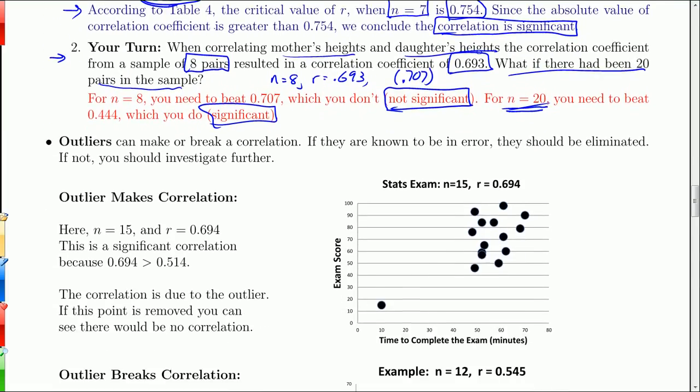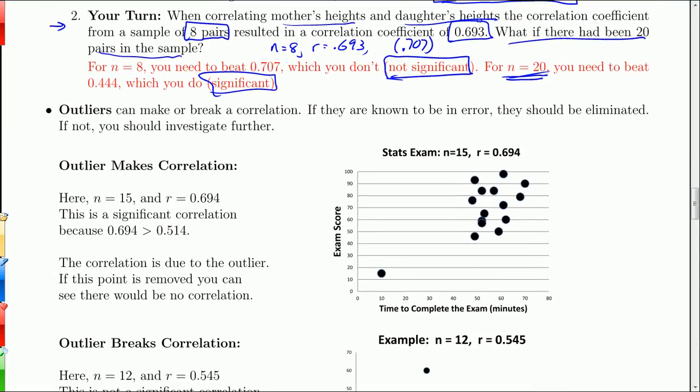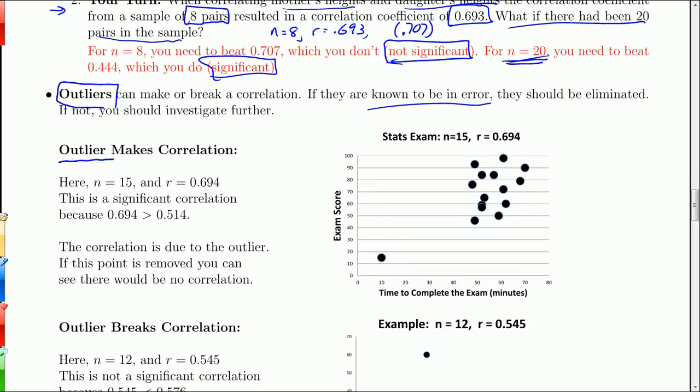All right. Let's talk about a few things that can mess up our little system for correlations. We're going to talk about outliers here. They can make or break a correlation. If they are known to be in error, they should be eliminated. If not, then you should probably investigate the situation further. So here in this case, we have an outlier that makes a correlation.